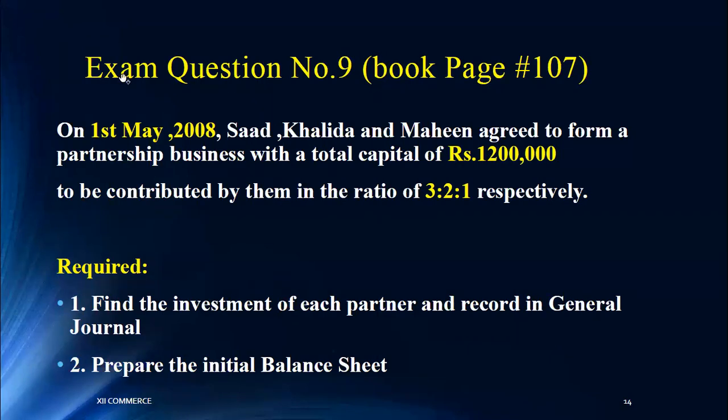This is your exam question number 9, book page number 107, on which you can see that we have Saad, Khalda and Maheen agreed to form a partnership business with total capital 1200,000. This 1200,000 which is highlighted over here, this value is the total capital. And you can see we have three ratios of the partner, 3:2:1. It means 3 is the ratio of Saad, 2 is the ratio of Khalda, 1 is the ratio of Maheen.